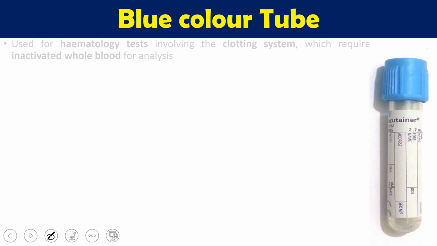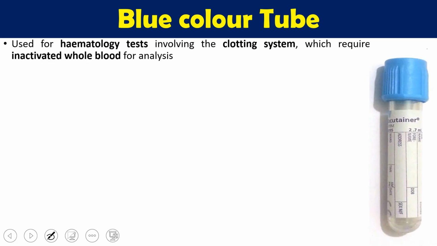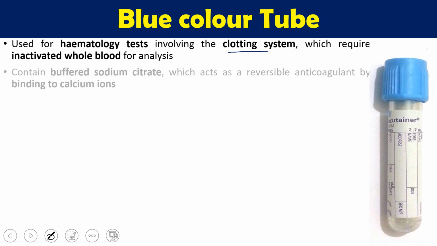Third one is the blue color bottle. If you see the picture, you can see it here. This is the blue color bottle, and this is normally used for those hematological tests where the clotting system is involved. So for all the tests where we are going to test the blood clotting processes, we are going to use blue color tubes, which require unactivated whole blood for analysis.